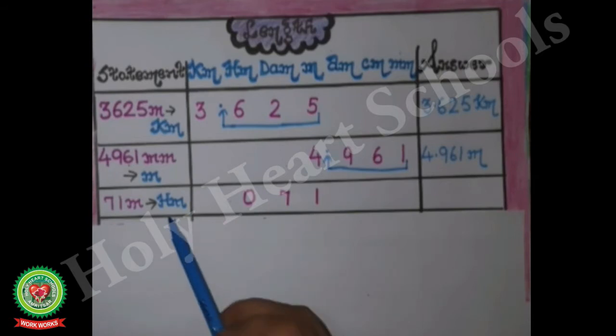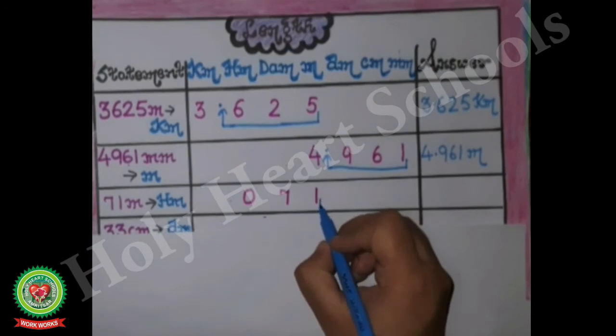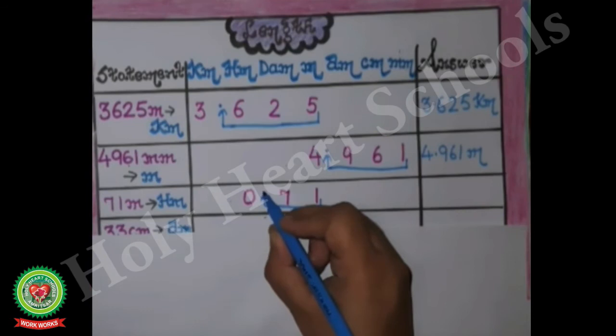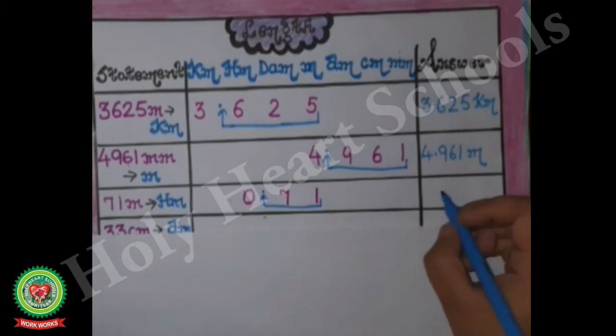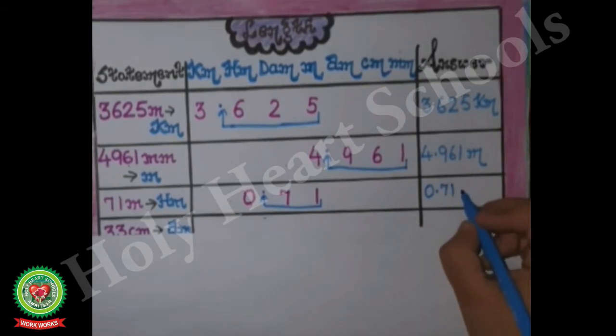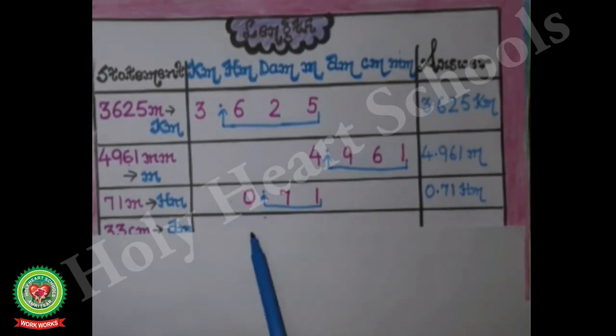Now, we have to convert it into hectometer. That means we will move from meter towards hectometer. So, here one decimal will come. That means in between hectometer and decameter, decimal will come. So, what is the answer? 0.71 hectometer. Now, students, here one question will arise in your mind that why I have written here 0.